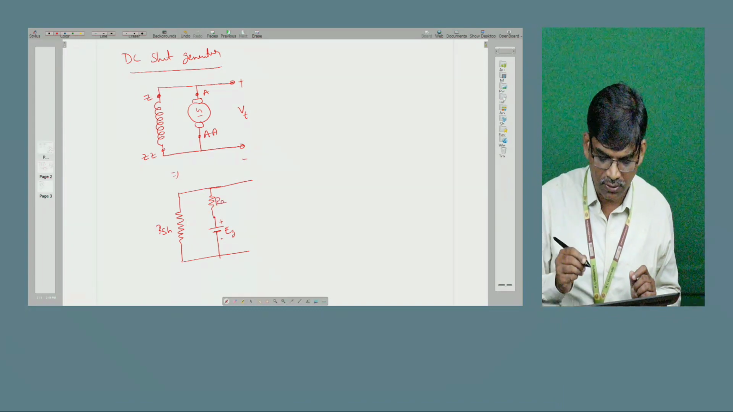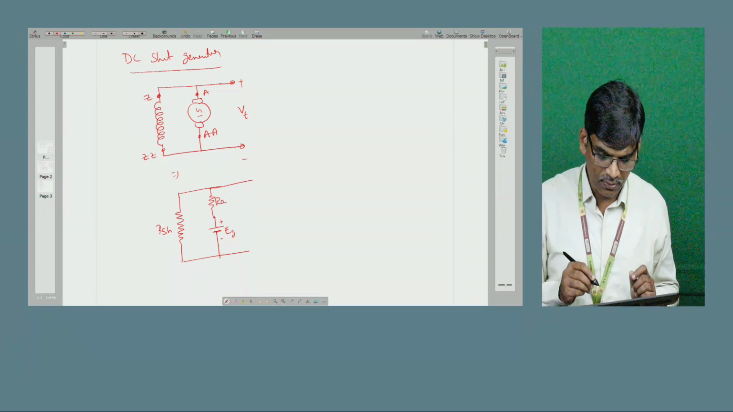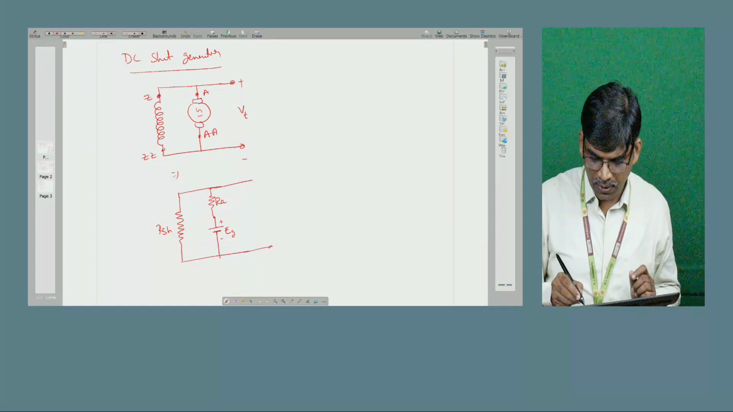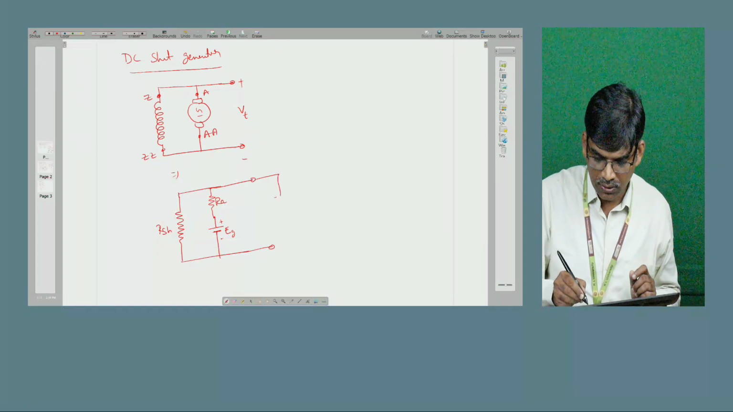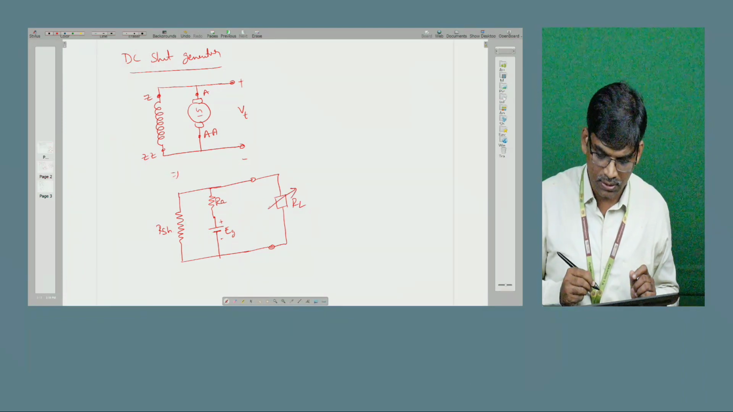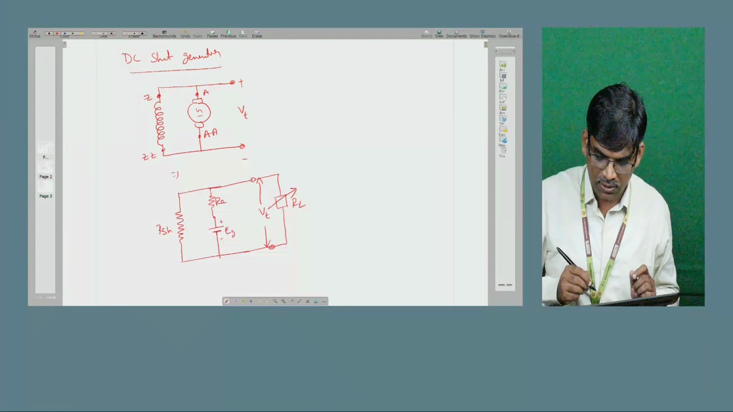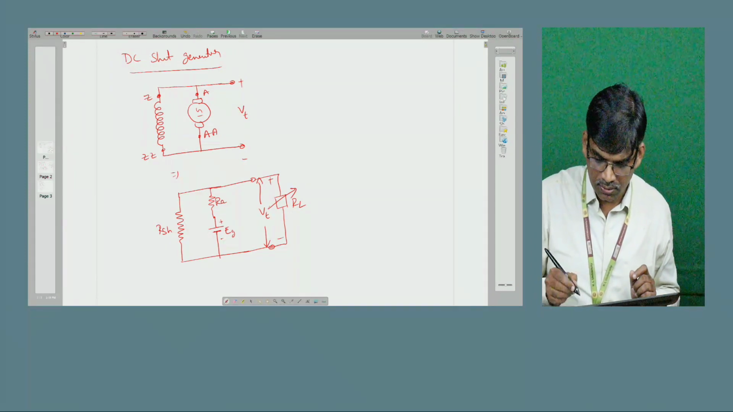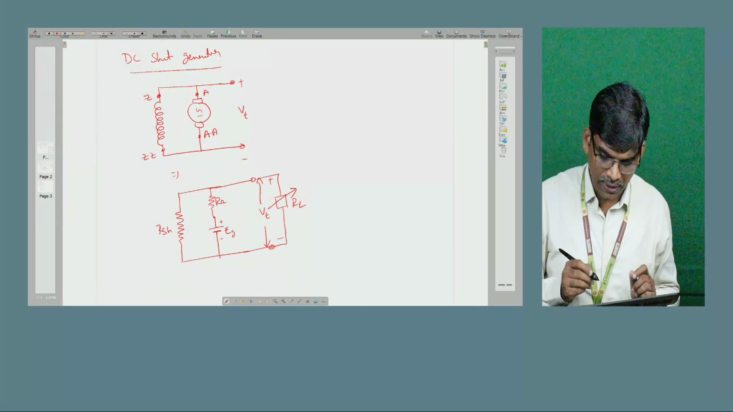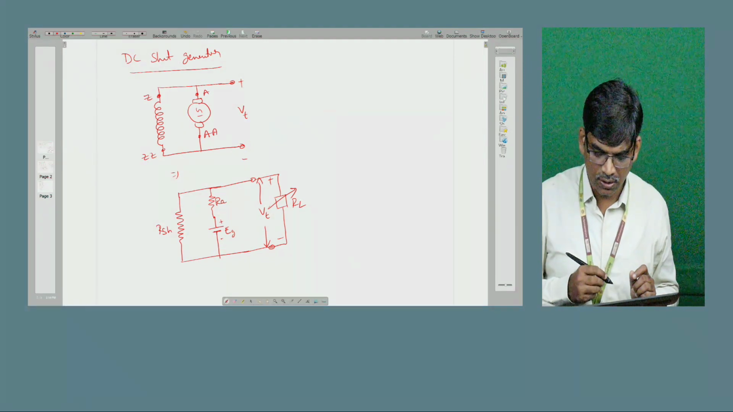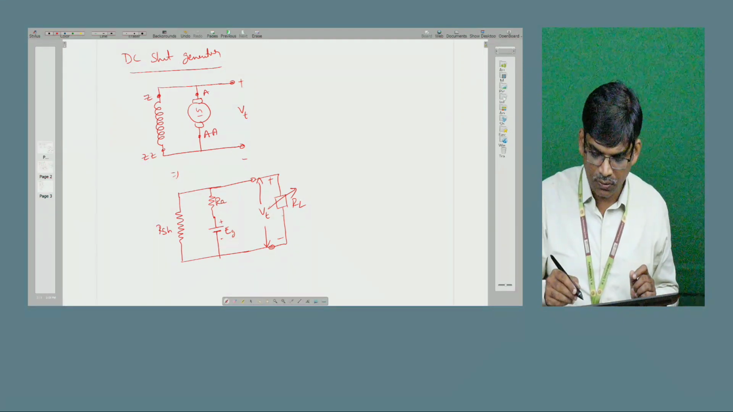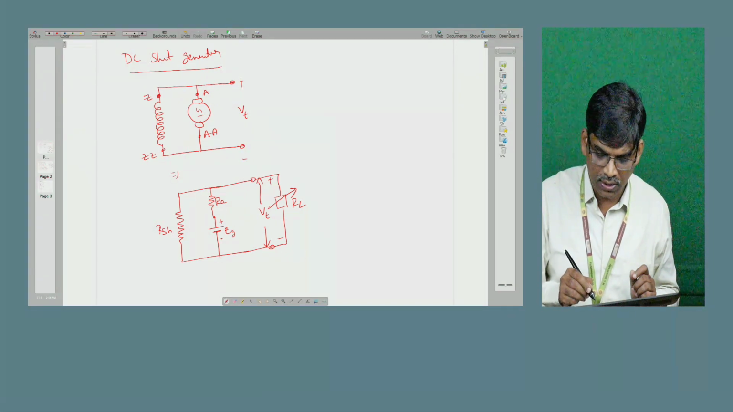This is the equivalent circuit of the armature winding. These terminals are connected to the load. This is RL, which may be of variable nature. Across this we have the voltage called the terminal voltage. This is the plus and minus. Okay, now once it is connected to the load, current passes from high potential to low potential, so it acts as a source.